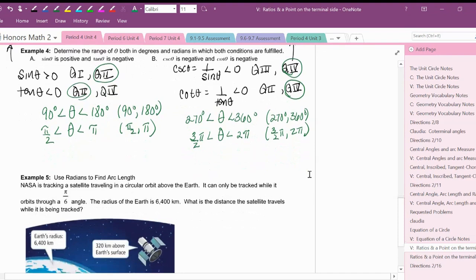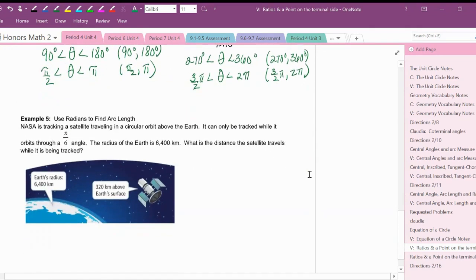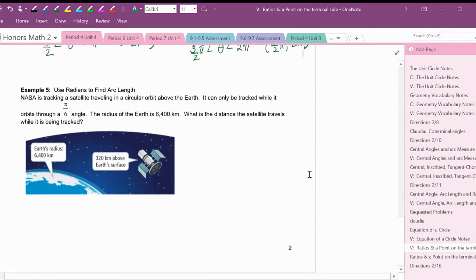And our last type of example here, we're going to use radians to find arc length. So we have a satellite that's being tracked, and it's traveling in a circular path above the Earth. It can only be tracked while it orbits through a pi over 6 angle. The radius of the Earth is 6,400 kilometers. What is the distance the satellite travels while it's being tracked?